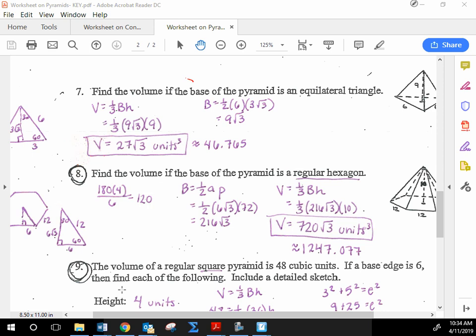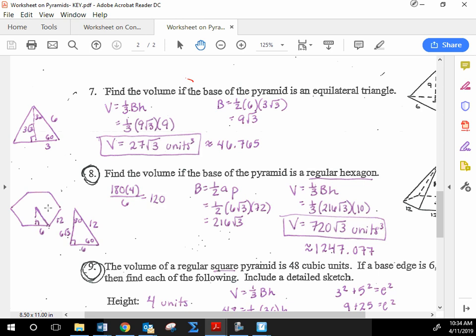So 7 and 8 are very similar in that they're asking for volume and they tell us the base is a particular shape. So again, our volume is 1/3 area of the base times height. For 7, my base was a triangle. What's the formula for the area of a triangle? 1/2 base times height. So I first found the area of my base, 1/2 base times height. What's the formula for the area of a regular hexagon?